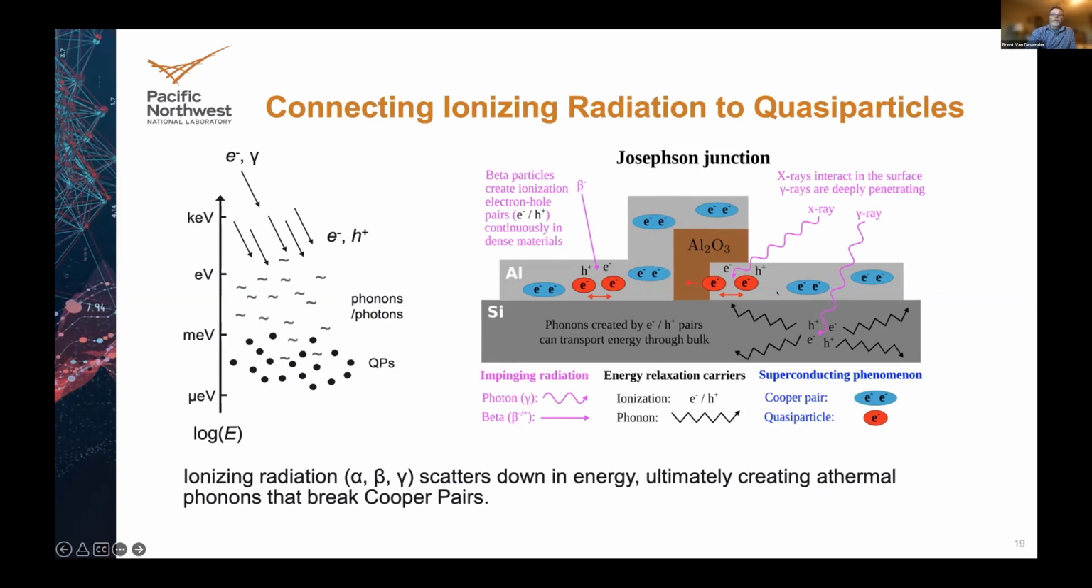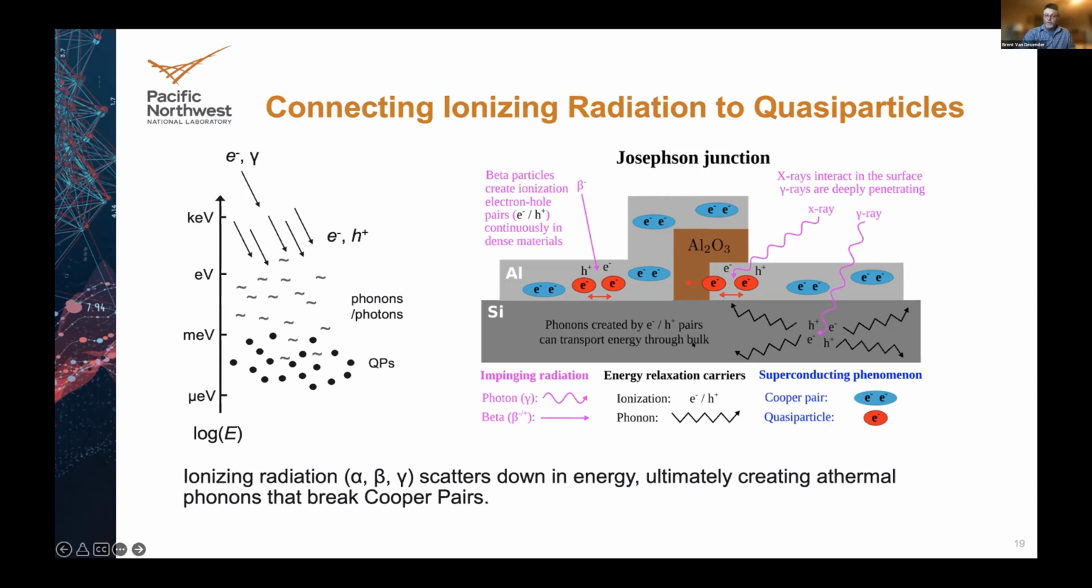Here's a mock-up of the device on the right. It's an aluminum superconductor. There's an aluminum oxide Josephson junction, all patterned on a silicon substrate. Those radiations can come in, ionize atoms either in the silicon or break pairs directly in the aluminum. Those ionized pairs, the electrons and the holes they leave behind, will recombine in a way that emits phonons and photons. Photons are just particles of light. Phonons are these lattice vibrations.